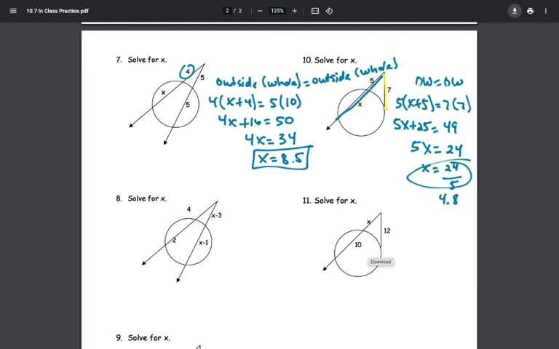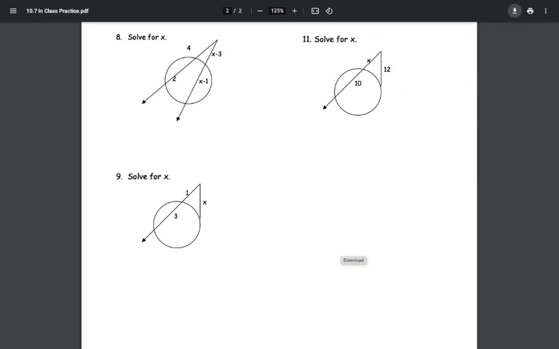Okay, let me do the next one. On the next one, again, we're going to do outside times whole equals outside times whole. So the outside part is 4 times the whole length is 6 equals, on this one, the outside part is x minus 3. And then the whole length, I'm going to show my work, is x minus 3 plus x minus 1. So when we multiply that out, we get 24 equals, I'm going to simplify that. That's x minus 3. And when you simplify this, it's going to be 2x minus 4.